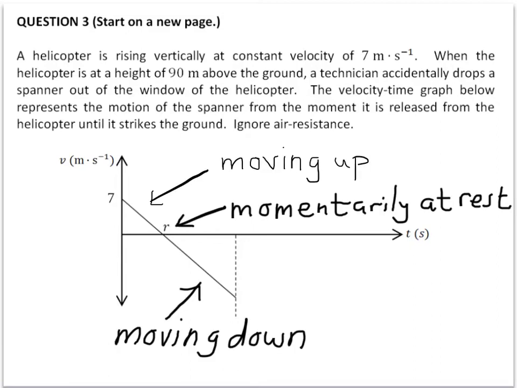In summary, your object is moving up in this region, it is momentarily at rest over here, and it is moving down towards the ground in this region. Now let's take a look at the actual questions asked.